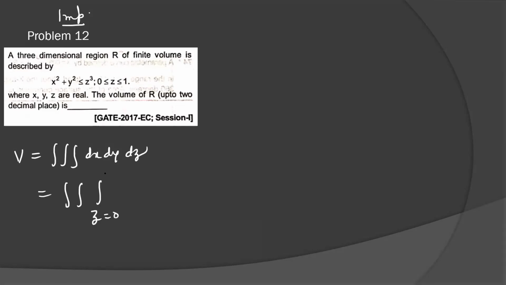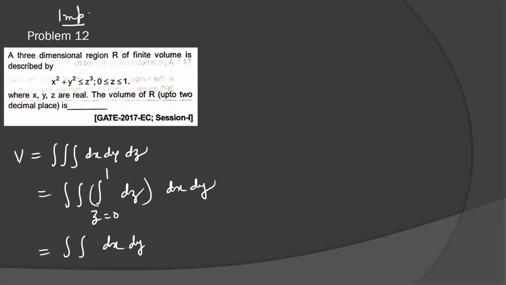The last problem I have, a very important problem. The three-dimensional region R of finite volume is described in this manner: 0 less than equal to z less than equal to 1, x square plus y square less than equal to z cube, where x, y, z are real. So for volume, we have two methods here. In the Cartesian plane, dx, dy, dz. So the value of z is from 0 to 1, dz, dx, dy. Then here it will be dx, dy.